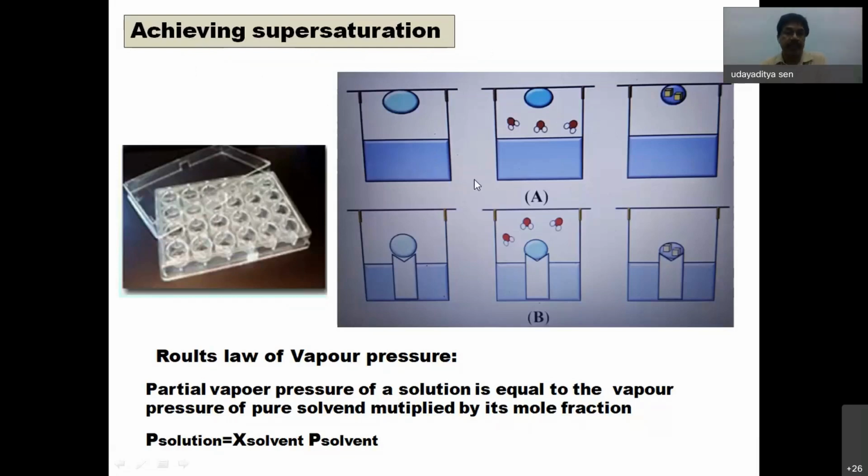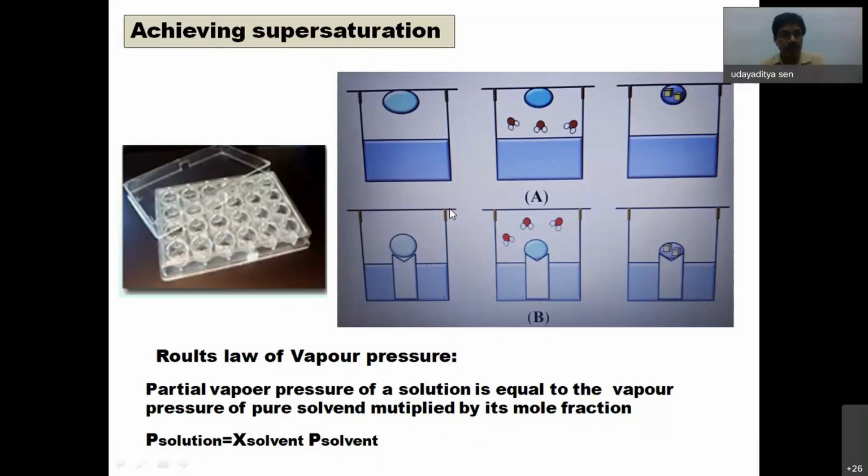Like in a sugar solution, you boil the sugar solution and bring it to supersaturation and then do the crystallization. You cannot do it for protein. So this is the best way without hampering the native state of the protein. You can supersaturate the solution. So this is called the hanging drop method, because the drop is hanging from the cover slip.